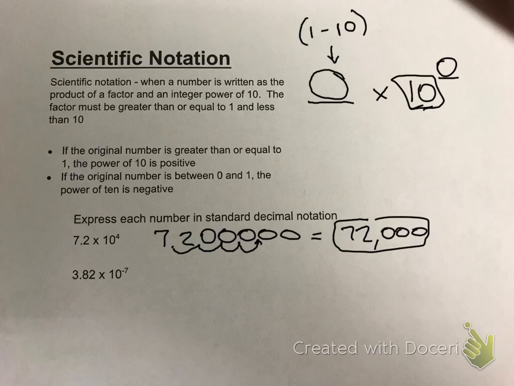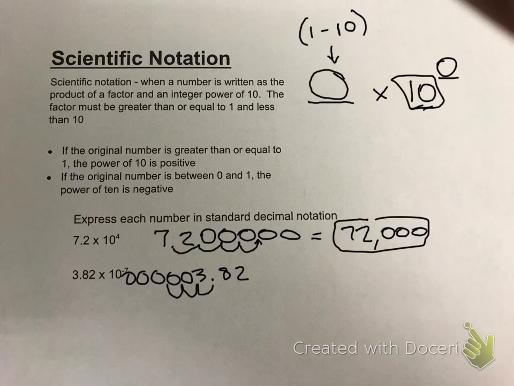For our next example, we've got 3.82. Again, that's our number between 1 and 10. And then we're multiplying by 10 to the negative 7th power. Since that exponent is negative, that means we're moving the decimal to the left. So we've got our 3.82. And since we're moving to the left, we're going to put a bunch of zeros in front of it. And we're moving the decimal 7 times.